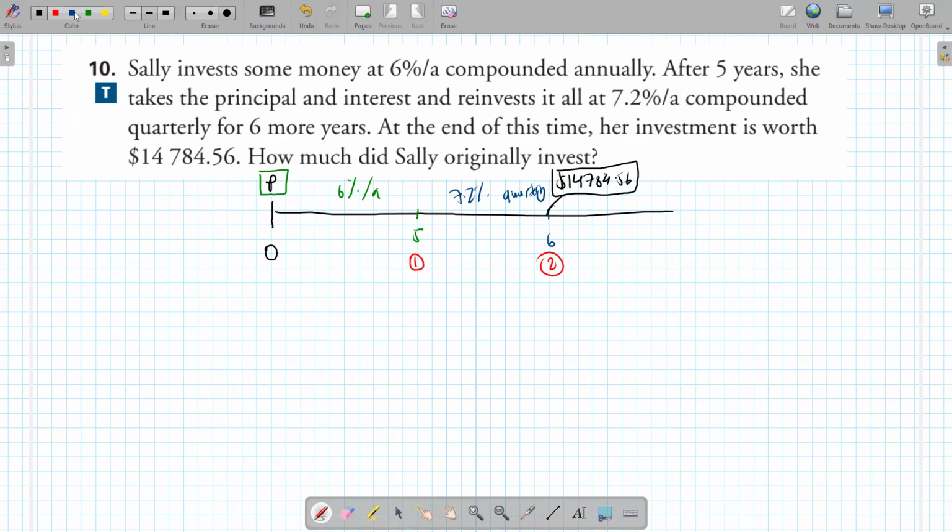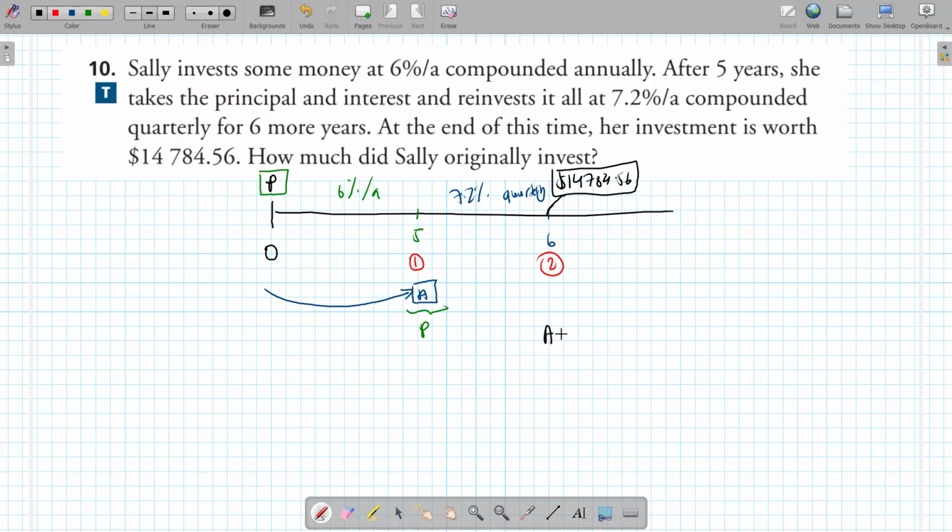It's very similar to the last question. What we do is, step one, we find the amount at the end of period one, the final amount from this principal. Then we treat this amount as our principal, and this essentially becomes time 0. And then we carry this forward for 6 more years. So that's our goal. Step one, we find the amount at the end of the 5-year period.